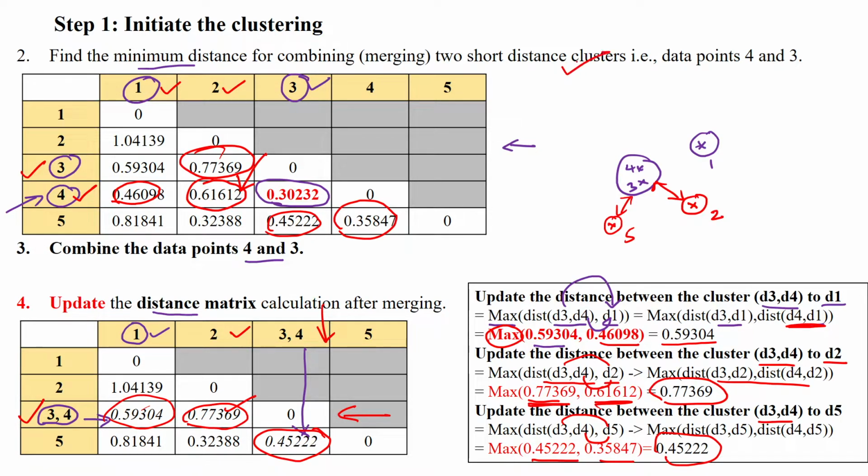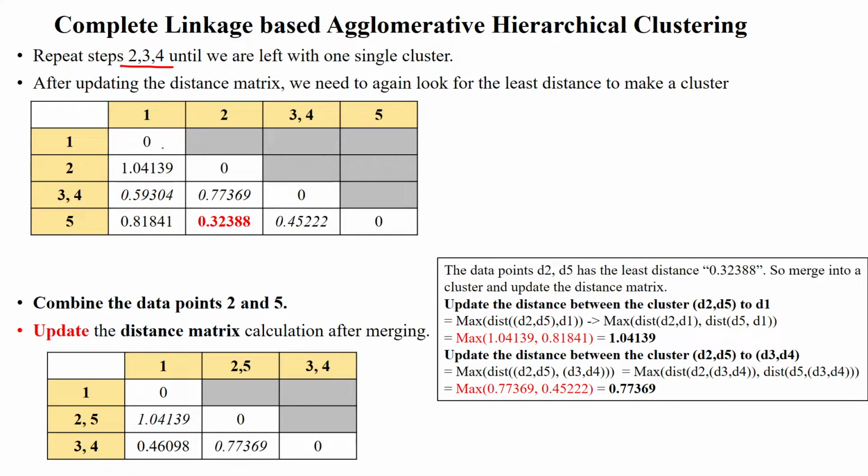This is step number 2: finding the minimum value, then combining the closest clusters, then updating the distance matrix. So we have to repeat the same process again until we have a single node in the cluster, right? So now we are identifying the minimum value, 0.32388. Here we will combine cluster number 5 and cluster number 2. We combined. Then we have to update the distance matrix after combining.